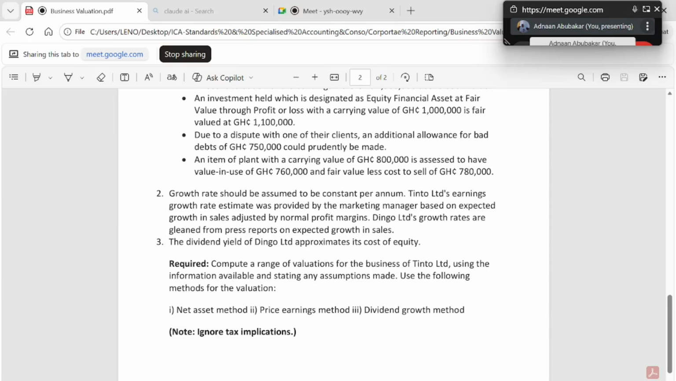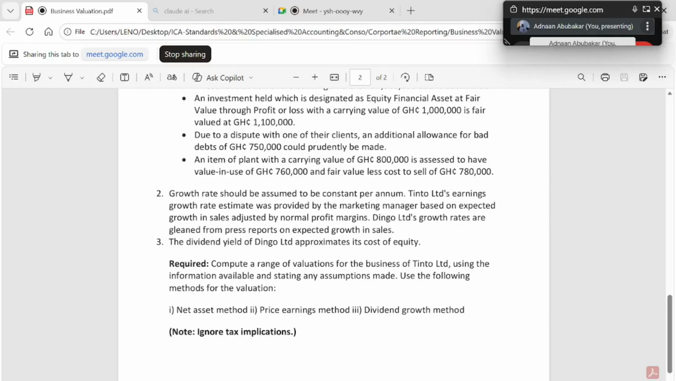Tinto Limited earnings growth rate estimates are provided by the marketing manager based on expected growth in sale, adjusted by a normal margin. Dingo Limited growth rate are gleaned from press report on expected growth in sale. Dividend yield of Dingo Limited approximates its cost of equity. Underline this.